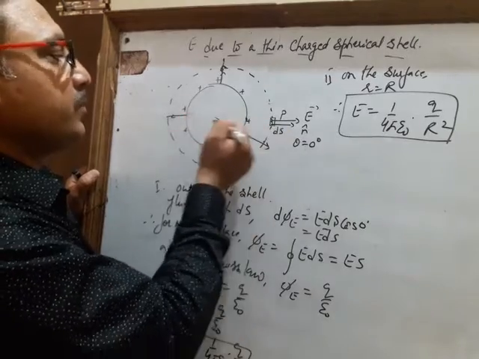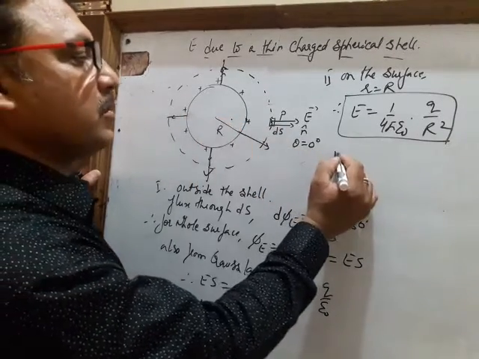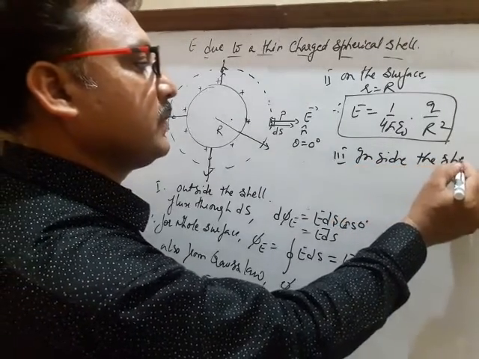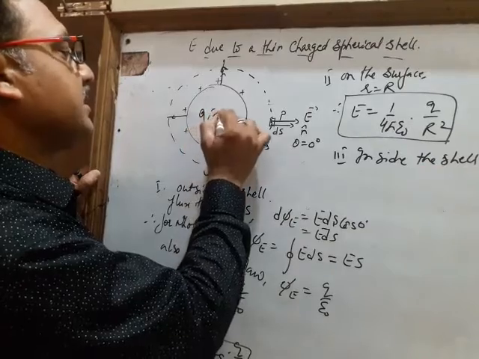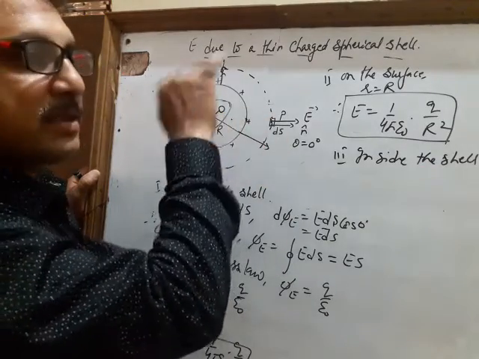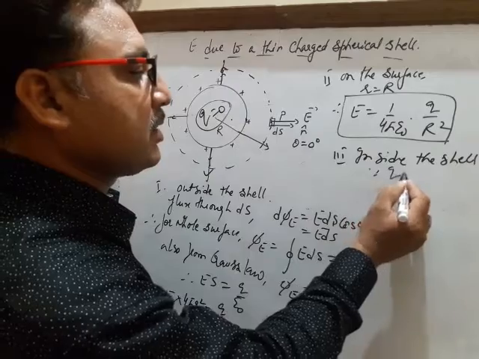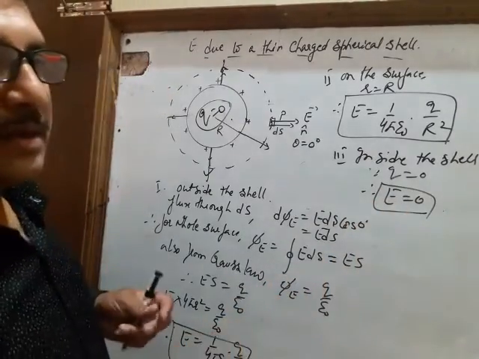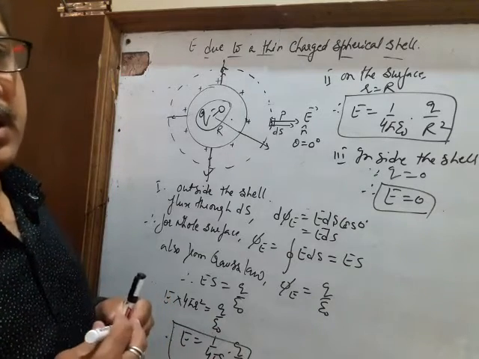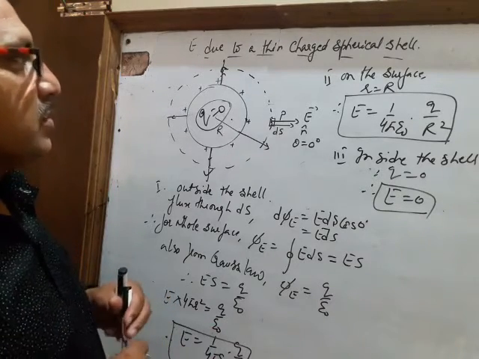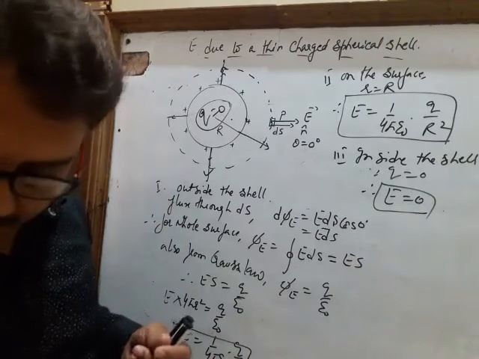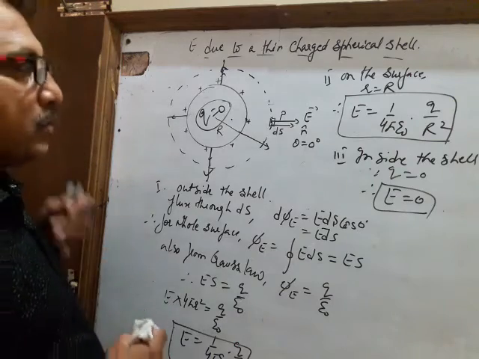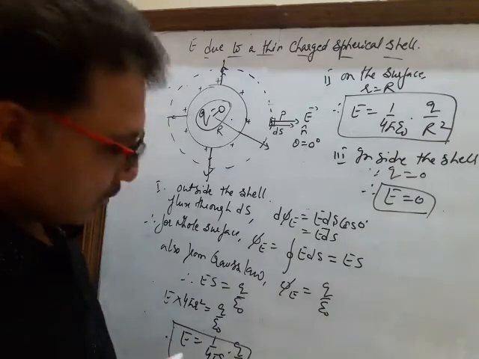And now you enter inside the shell. So inside the shell, as you know, no charge is present inside the shell. Charge only resides on the surface of the shell. Since q equal to 0, therefore E equal to 0. Field is always 0 inside a charged conducting spherical shell. So this is the case for the shell. I hope students you will have followed. And now we come to the case of non-conducting solid sphere.